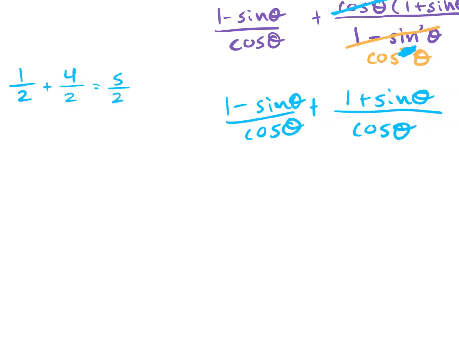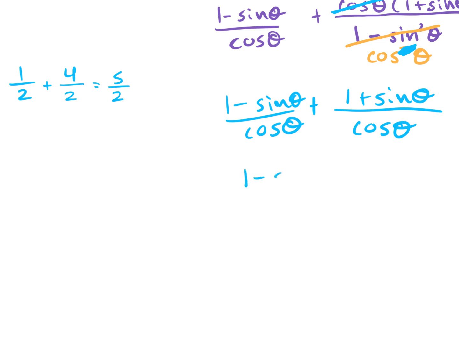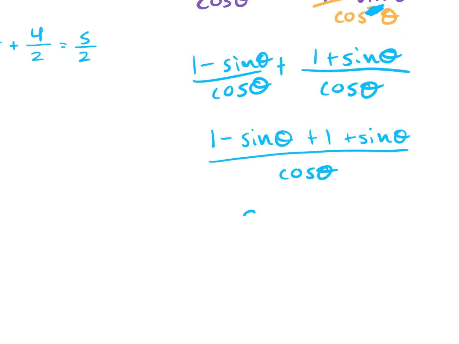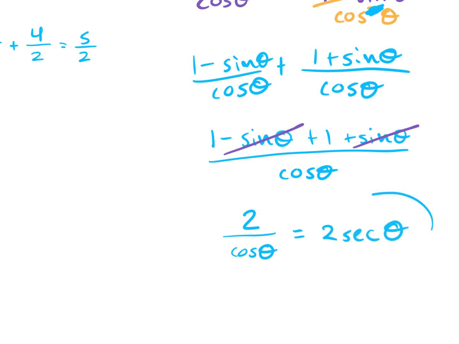So when we add these together, we add the numerator, so it'd be 1 minus sine plus 1 plus sine over cosine. We can combine our like terms on top. 1 plus 1 would be 2. Negative sine plus sine would cancel, so we're left with 2 over cosine. What goes with cosine? What's the reciprocal? Secant. So this would be 2 secant theta.